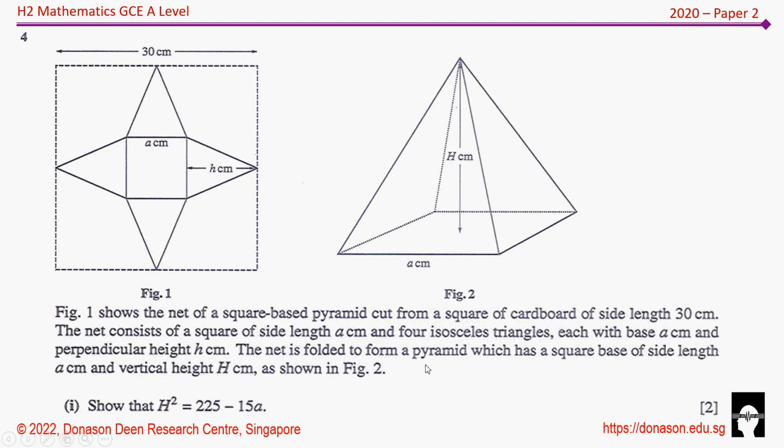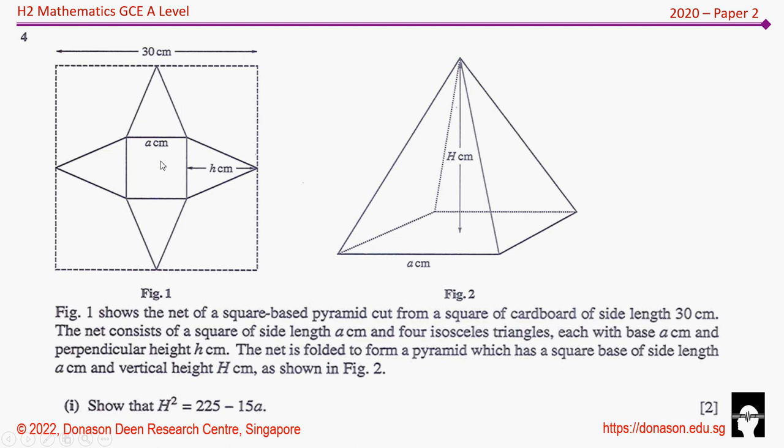The net is folded to form a pyramid which has a square base of length a cm, which is marked in diagram 2, and vertical height H cm, which is also marked in figure 2. Show that capital H squared, the square of the height of the pyramid, is equal to 225 minus 15a. So we know for a fact that it has something to do with Pythagoras' theorem that we need to use on this. We will come to that in a while.